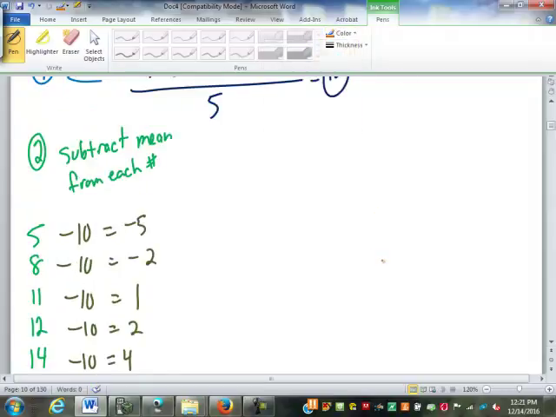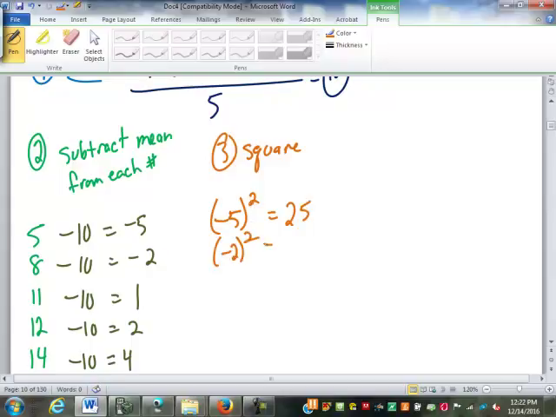Step 3 is going to be to square each of those. So negative 5 squared. Be careful on your calculator. If you don't put parentheses around a negative when you square it, it'll try to give you a negative answer. Anything squared has to be positive. Negative 2 squared is 4. 1 squared is 1. 2 squared is 4. 4 squared is 16.